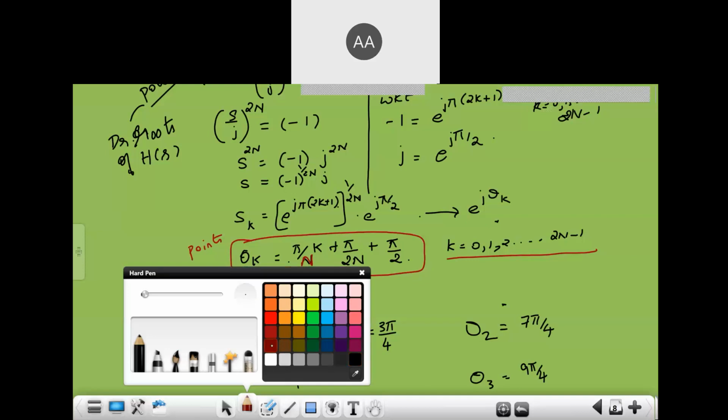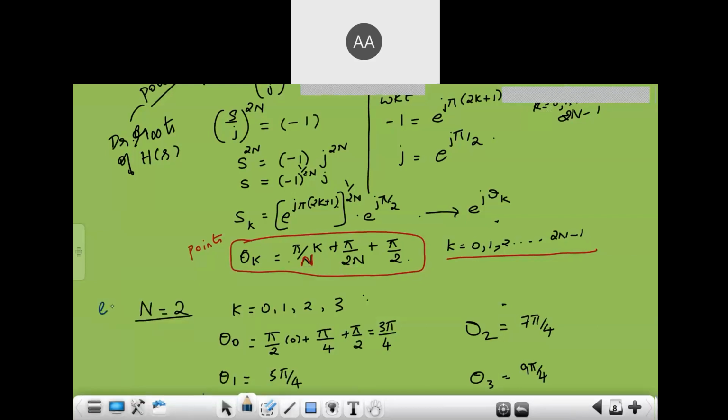So for a given value of n and values of k equal to 0, 1, 2, 3, the value of k will vary from 0 to 2n minus 1. Depending upon the value of n, those many roots will be there in the denominator. Roots in the denominator are nothing but poles. So if you have h of s, most importantly it will be of this form, 1 divided by product of s minus sk. It will be like this.